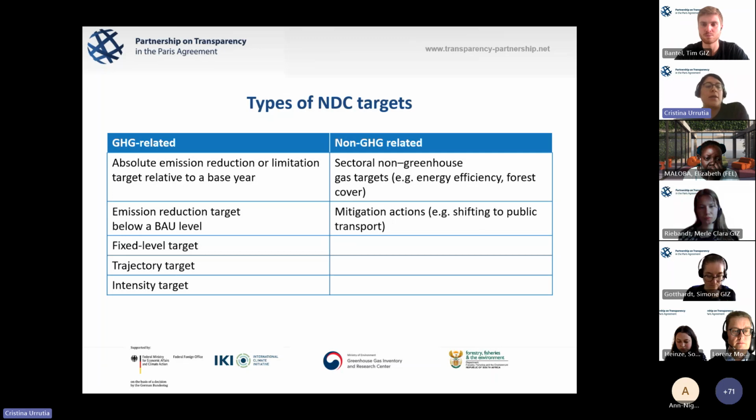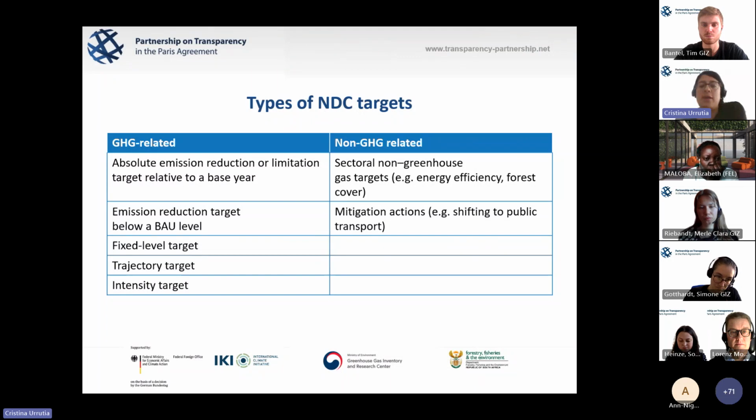There are also targets expressed relative to a BAU level. The business as usual level would say, okay, by 2030, my emissions would be at a certain level if I don't change anything. My target will be to change things, so I will be below this BAU by, I don't know, 20%. Then fixed level targets. This is a target, for example, put forward by Argentina.